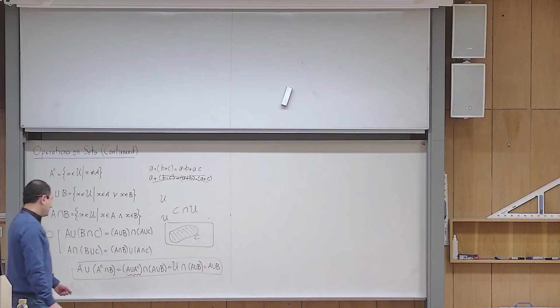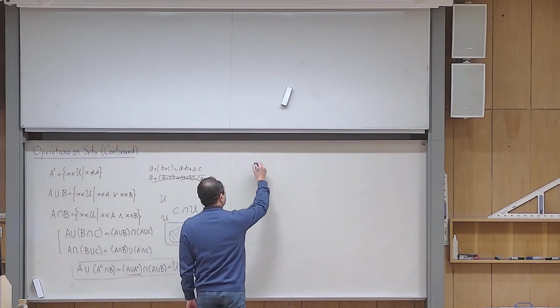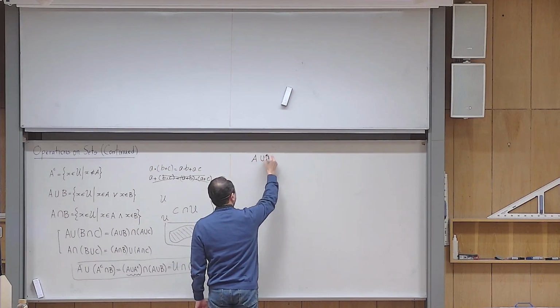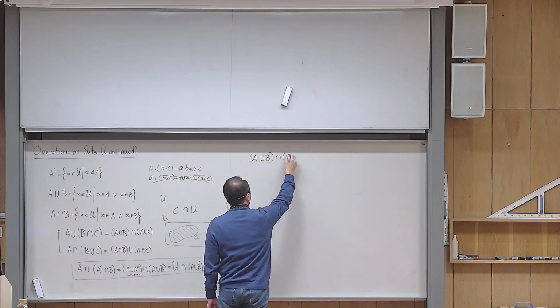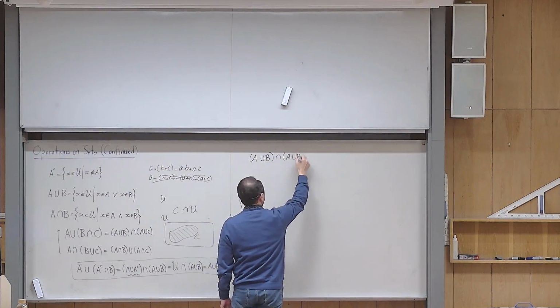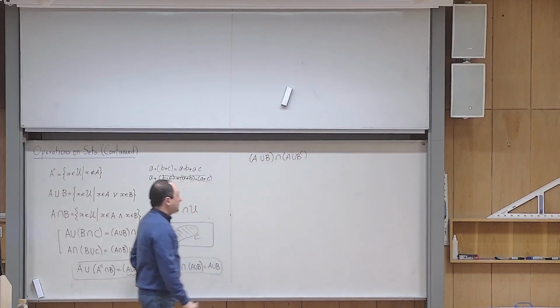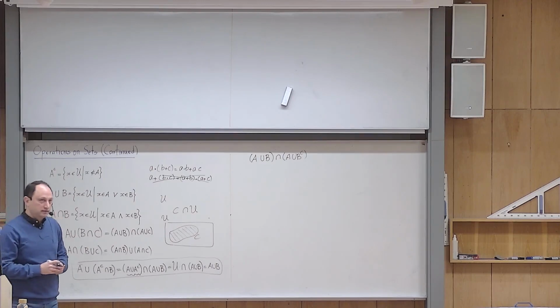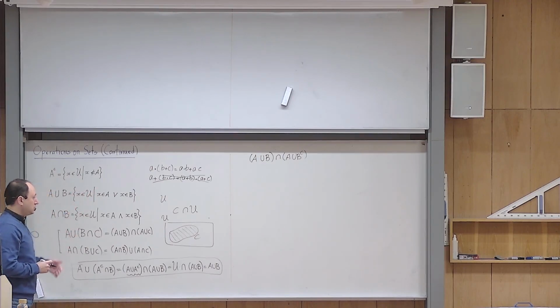For example, let me ask you to simplify this. What can we do? For example, I would say (A union B) intersection (A union B complement). How can I simplify this? If you study a little bit higher level, this is what you need to know: how to simplify expressions involving sets using the rules and the properties.